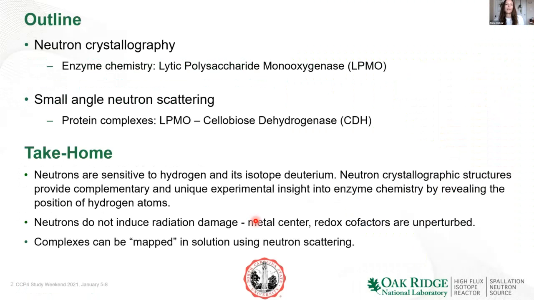So I want to touch on two topics today, if I have time. First, I will go in detail into neutron crystallography and how we use this technique, in complementarity with X-ray crystallography, to look into enzyme chemistry. And the enzyme I'm interested in is lytic polysaccharide monooxygenases, which are metalloenzymes. An added advantage here of neutrons is to be able to look at the metalloenzyme in its native state, so without inducing radiation damage during the experiment.